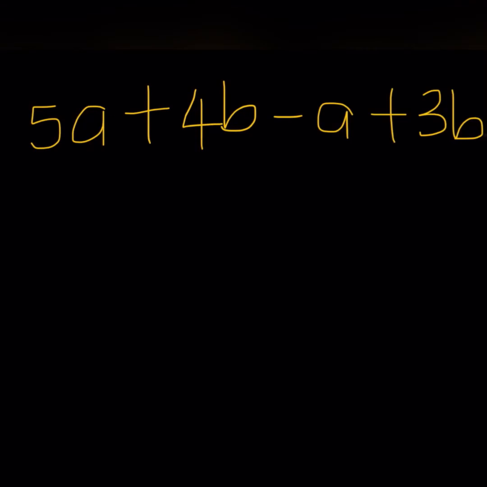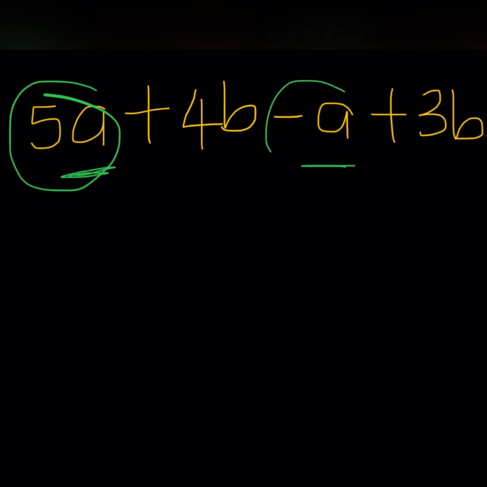Let's look at another example. So the first thing that we have to do is identify the like terms so that we can group them together. And remember, like terms have the same variables raised to the same power. So we can see that the variable for this term is a, and the variable for this term is a. So these two are like terms. So let's group them. So that's 5a minus a.